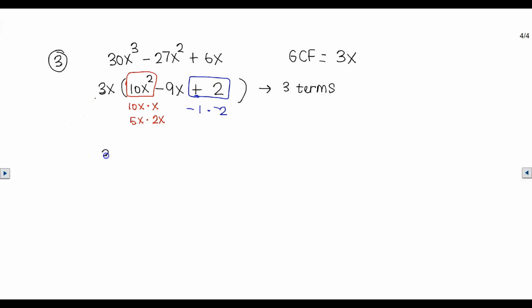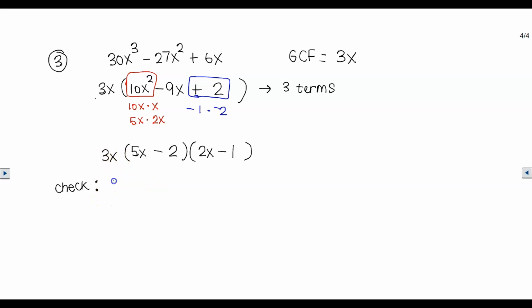All right, so here we go. I'm going to make my guess. I'm going to bring down my 3x. And I think with this combination, with the 10x squared, that I'll try the 5x and the 2x. And then over here, my negative 1 and negative 2, I think I'll try the negative 2 in here with the 5x and the negative 1 in here with the 2x. So this is my guess. Now I'm going to check.